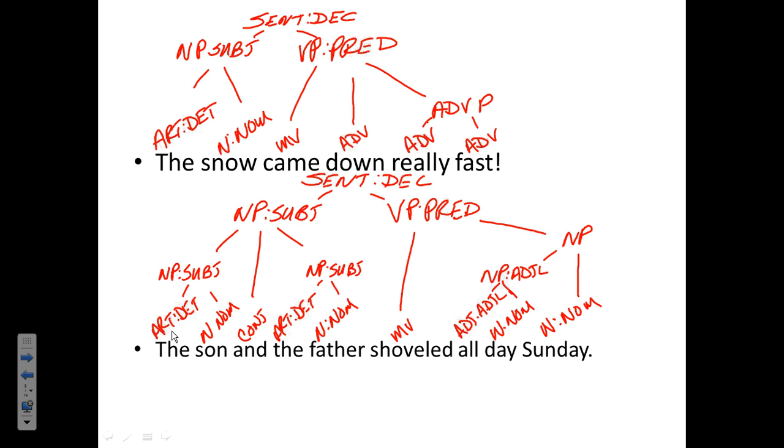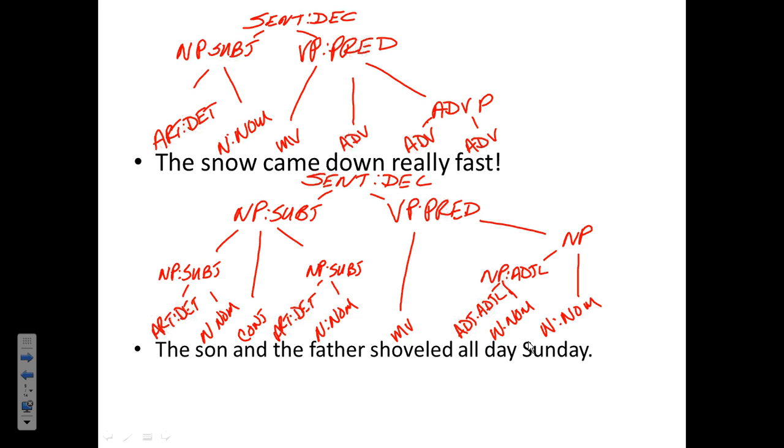Looking at the second sentence, the is an article determiner. Sun is a noun, it's nominal. The sun is a noun phrase subject, and is a conjunction still. The is an article determiner. Father is a noun, it's nominal. The father is a subject. And the conjunction connects two noun phrase subjects.